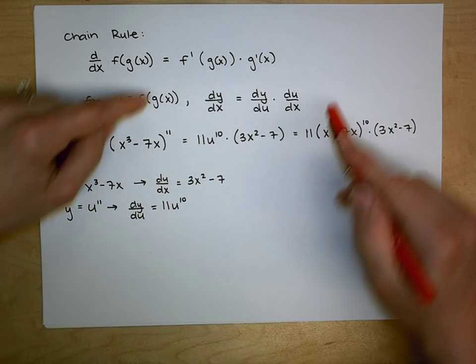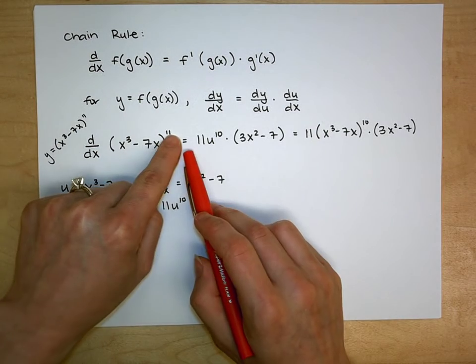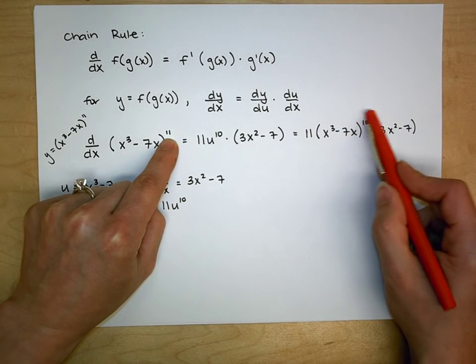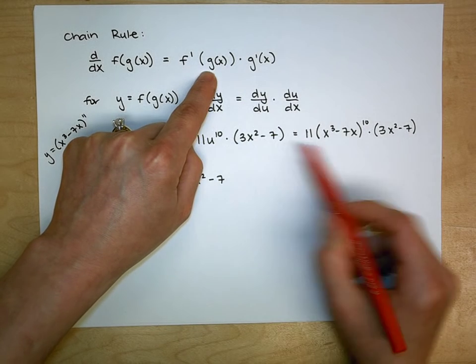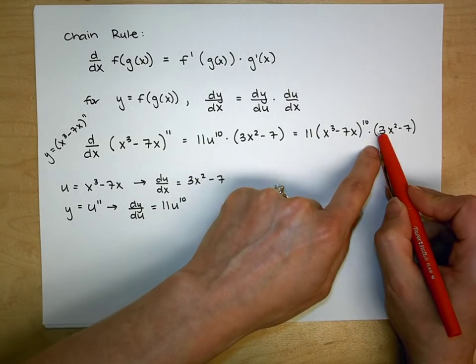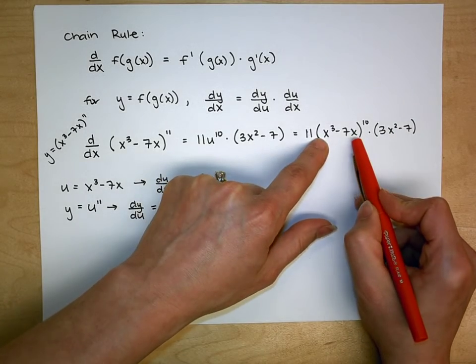Now notice I could have used this concept also, because f prime is really like the derivative of this 11th power. 11, take away 1 to the 10th. Evaluate at g of x, so evaluate, here's my g of x, times the derivative. Notice this 3x squared minus 7 is the derivative of that inside part.